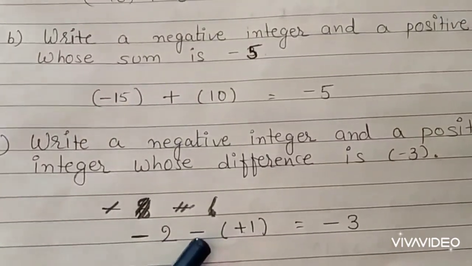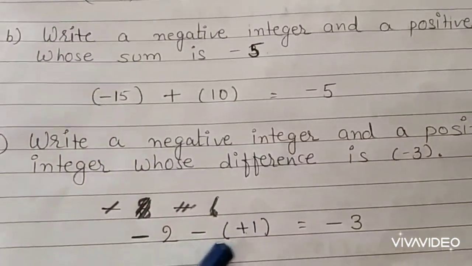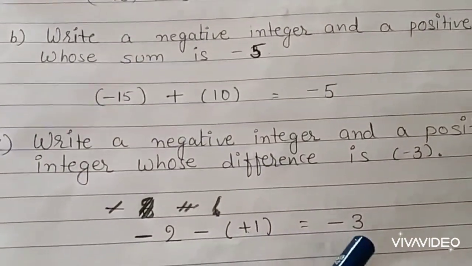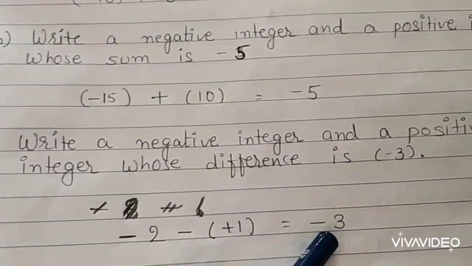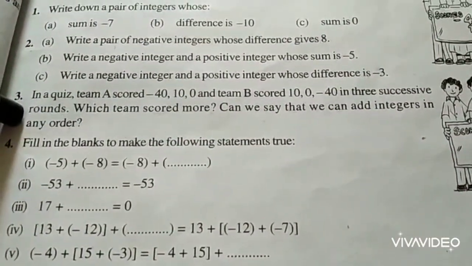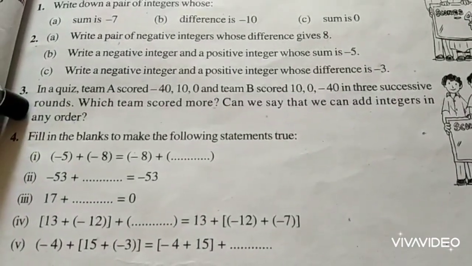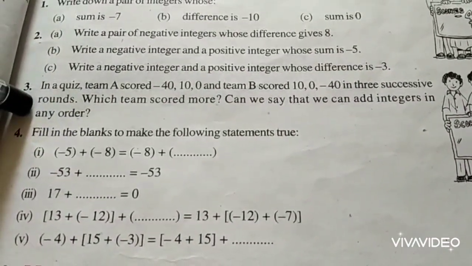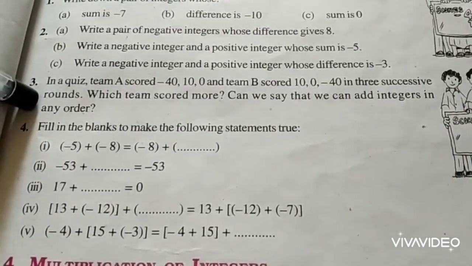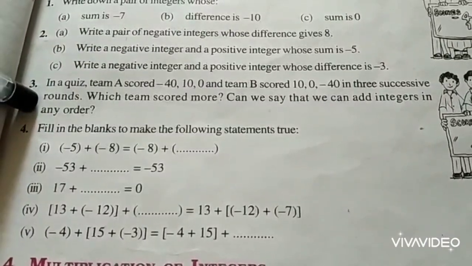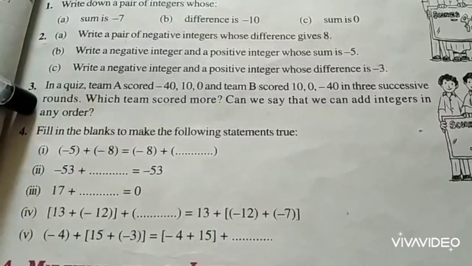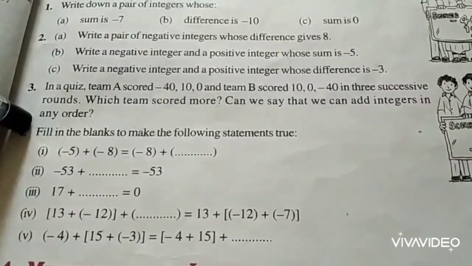Now if you do the subtraction of minus 2 plus 1, then this 1 will become minus 1 and your answer will be minus 3. Question number 3. In a quiz, team A scored minus 40, 10, 0 and team B scored 10, 0, minus 40 in 3 successive rounds. Which team scored more? Can we say that we can add integers in any order?